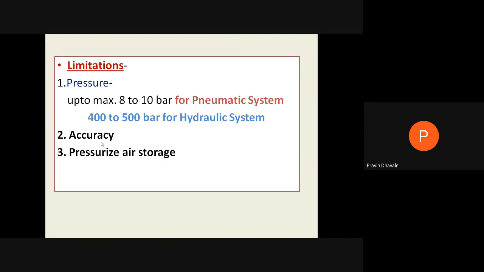And the last one, in terms of cost, if we consider the difference between initial and operating cost, the pneumatic systems will require low initial and operating cost as compared to the hydraulic system. Is it clear? Is it clear to everyone?